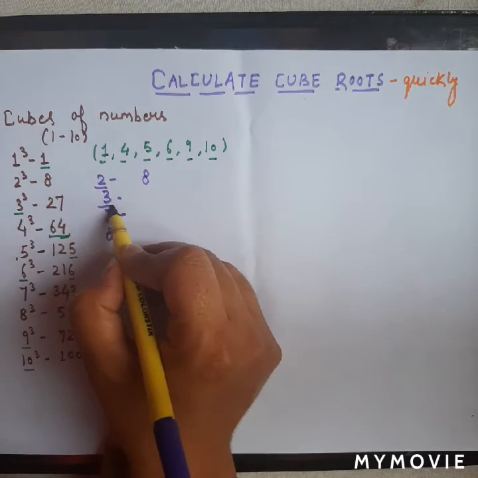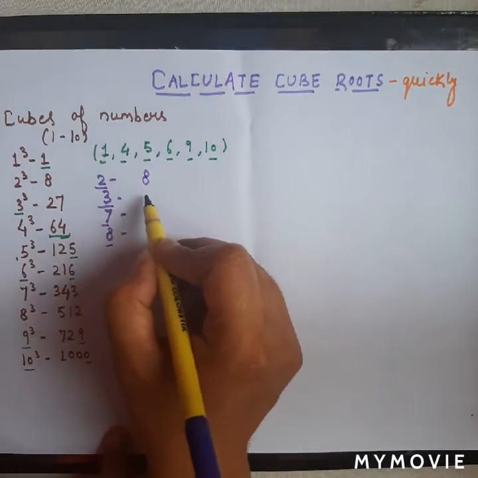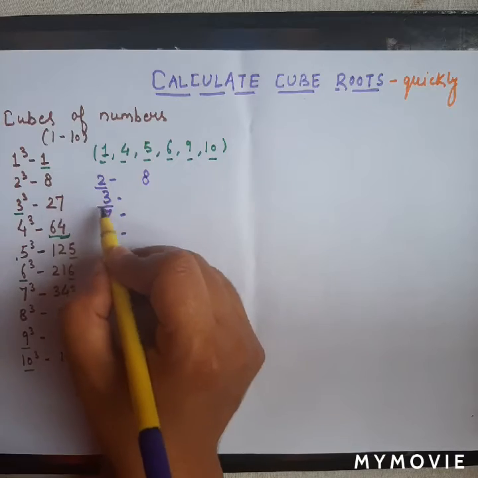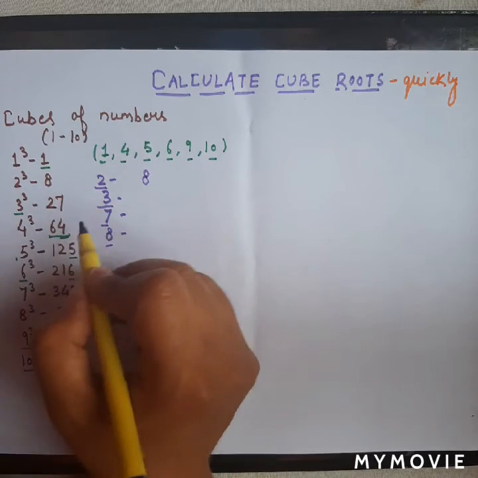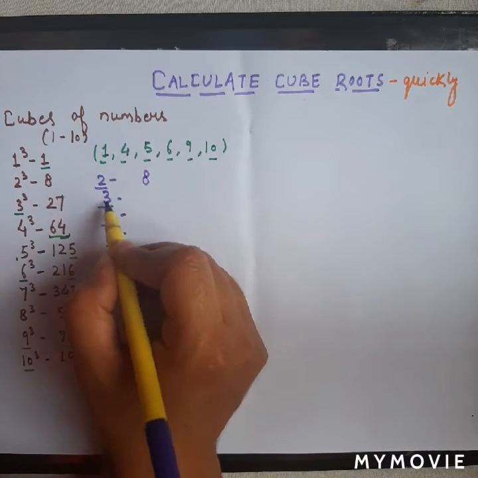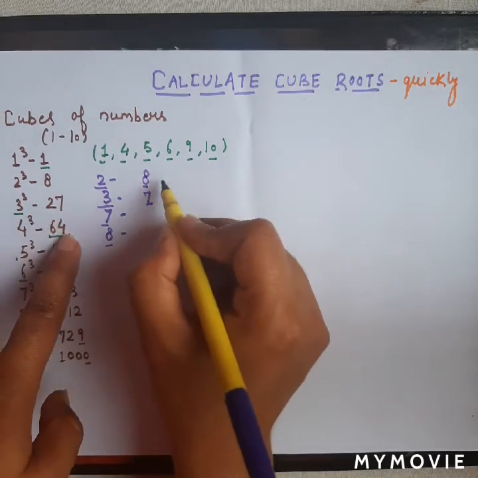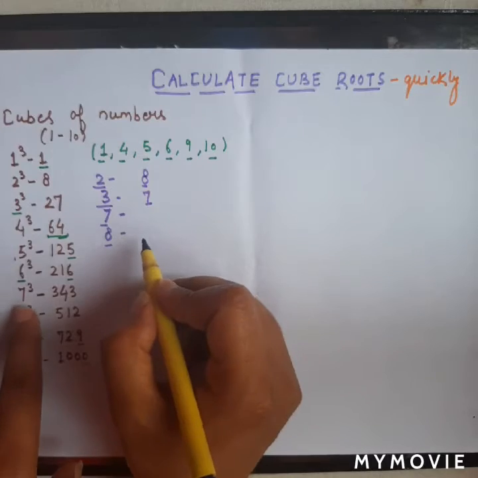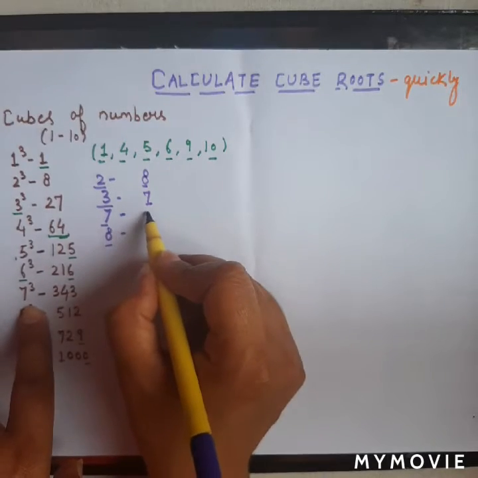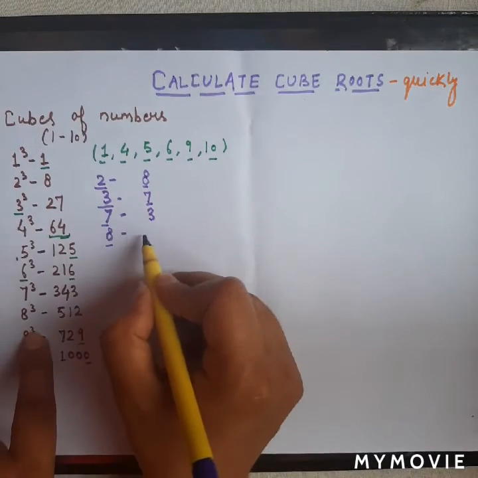Okay, and in the same way, for 3, the cube of any number with unit digit 3 will always have 7 at its unit place. So these are the numbers, and in the same way for 7 it will be 3, and for 8 it will be 2.